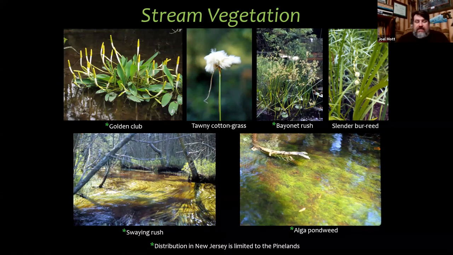Another one of my favorite plants is swaying bulrush. If you ever go canoeing, it's like long hair you'll see flowing. And that's where all those little fish can hide from the pickerel. It's a really key component of their habitat, but it has a very, very silky feel. And then there's this alga pondweed, another real specific Pinelands plant that only occurs in this area because of the pH.